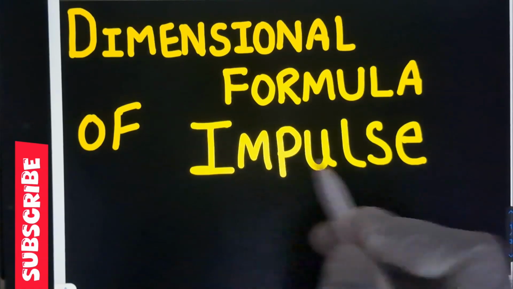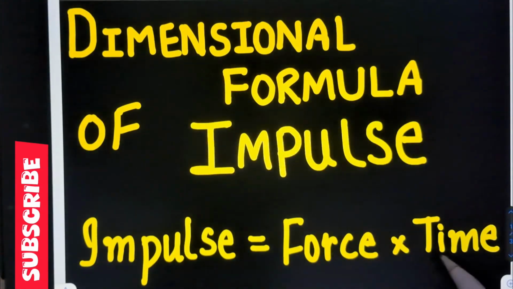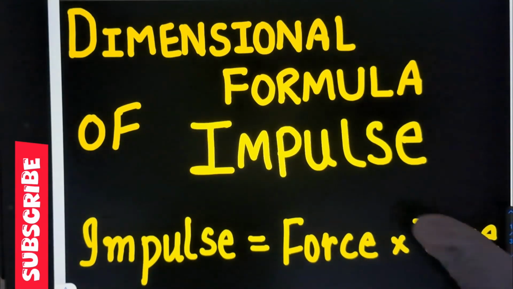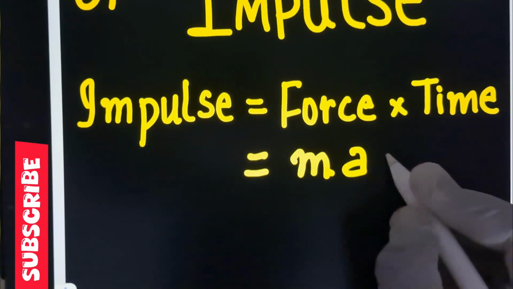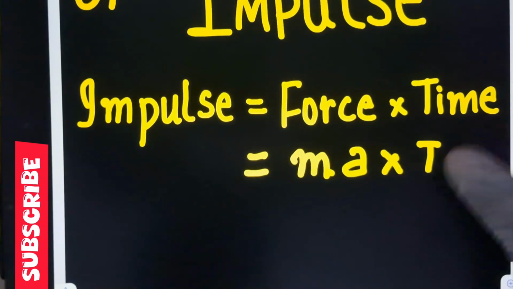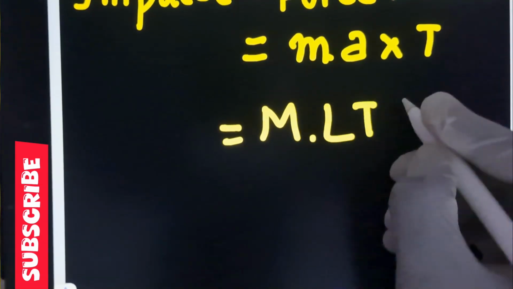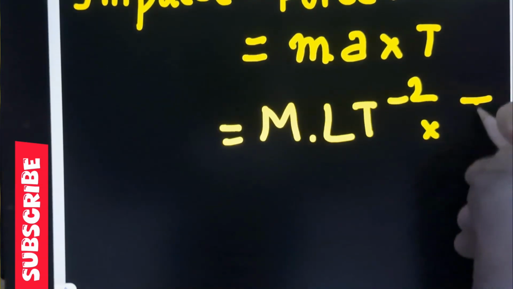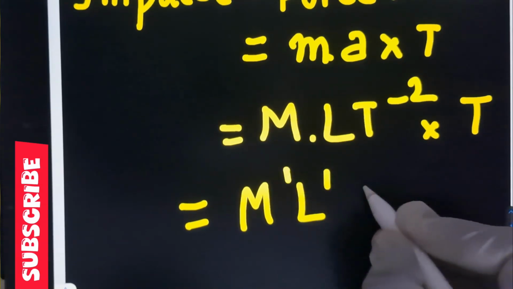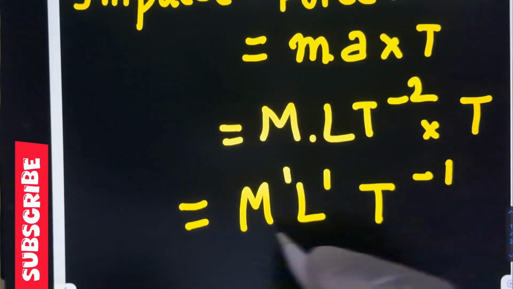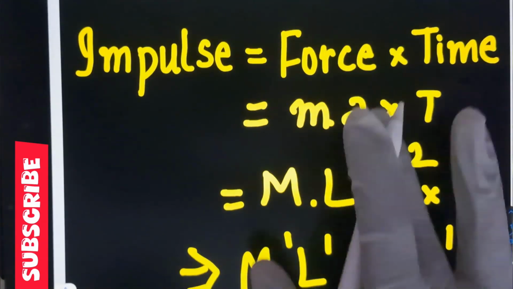To find the dimensional formula of impulse. Impulse is equal to force into time. I is equal to F into T. You have to know the dimensional formula of force first. It is mass into acceleration. You can check it in our playlist of dimensional formulas. And time T. Here mass M, acceleration L T power minus 2, into T. So it will be M power 1, L power 1, T power minus 1. So it is the impulse dimensional formula, M1 L1 T power minus 1.